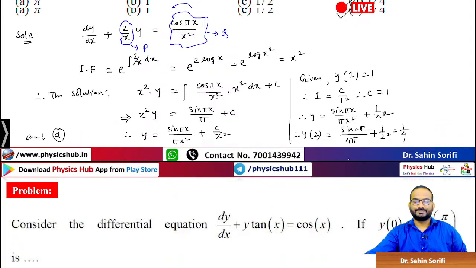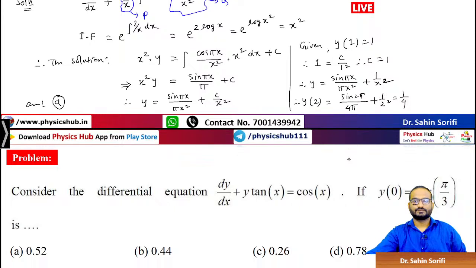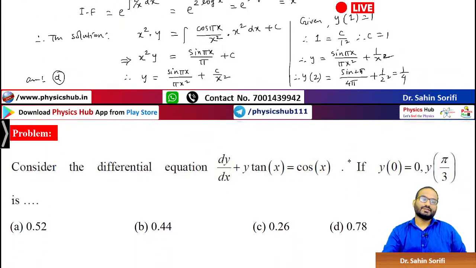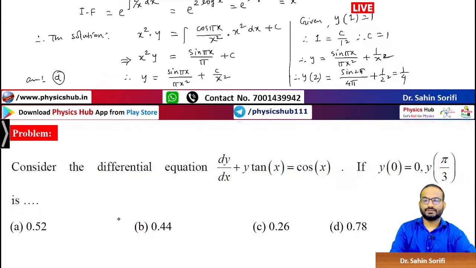Now give it a try. This is another problem. Consider a differential equation dy dx plus y tan x equals cos x. If y at x equals 0 is equal to 0, y at x equals pi by 3 is. Can you do this problem?